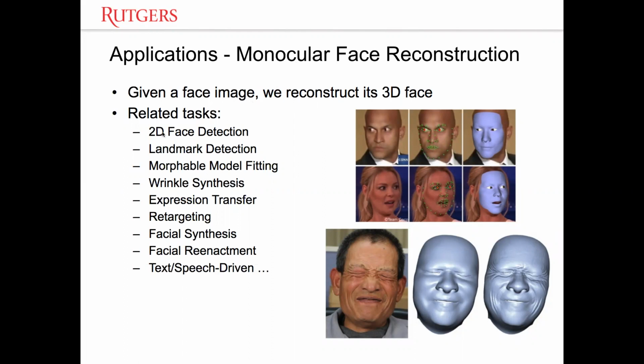In order to do this, we actually need landmark detection, face detection, morphable model fitting, and wrinkle synthesis. And these tasks can be used for expression transfer, expression retargeting, and facial animation synthesis. We will only talk about the morphable model fitting and its applications.